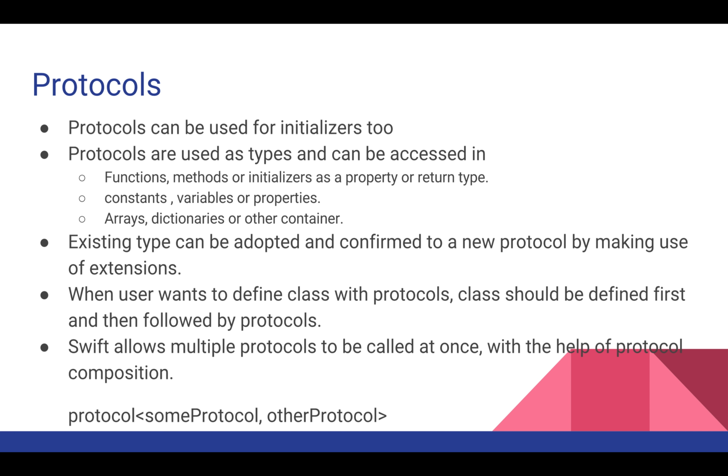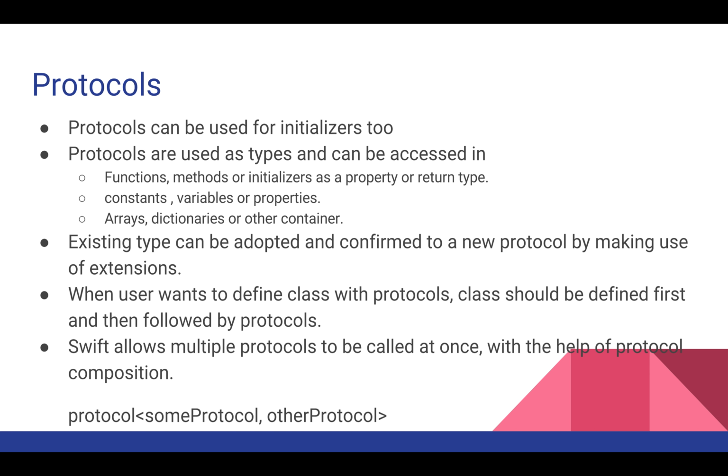Because a protocol is a type, you can use it in many places like other types, for example, as a parameter or a return type in functions, methods or initializers. You can use a protocol as the type of a constant, variable or a property. Protocols can also be used in an array, dictionary or other types of containers.